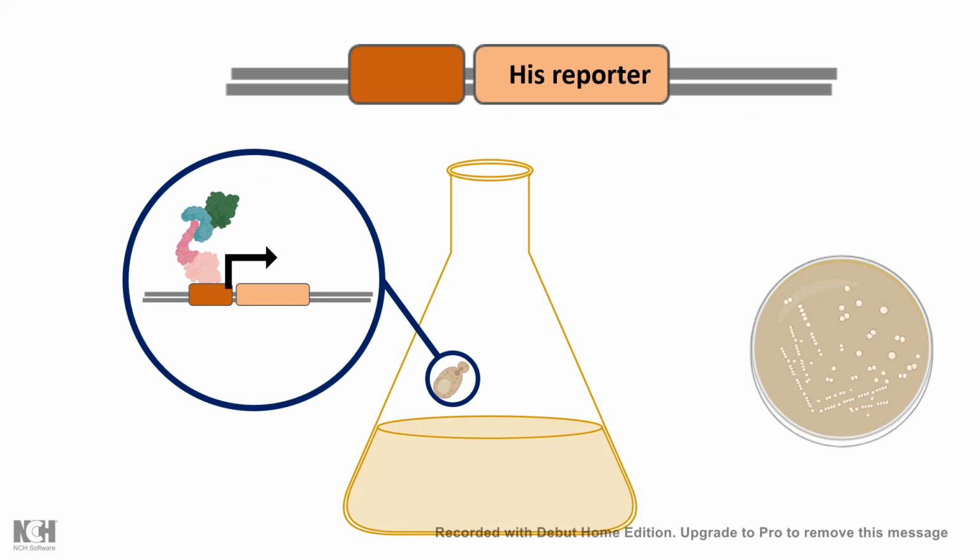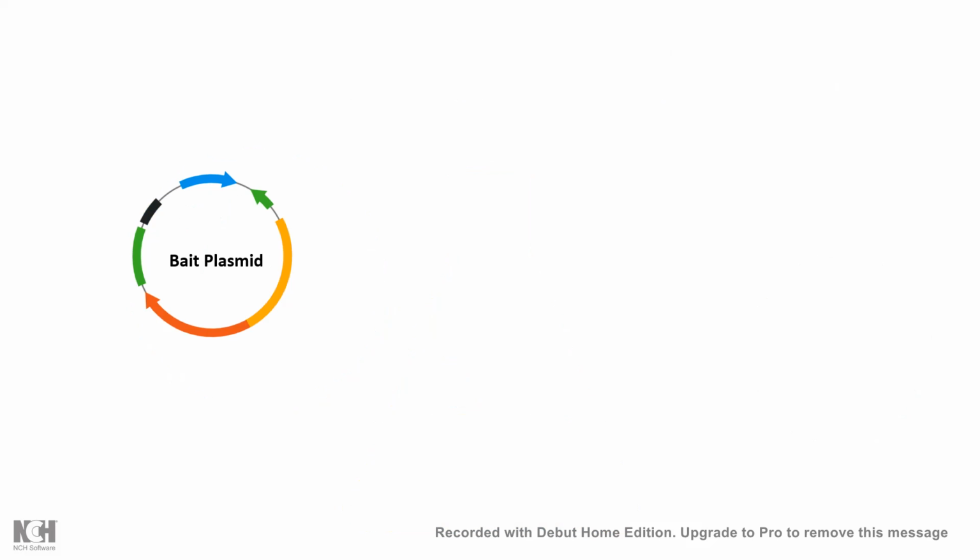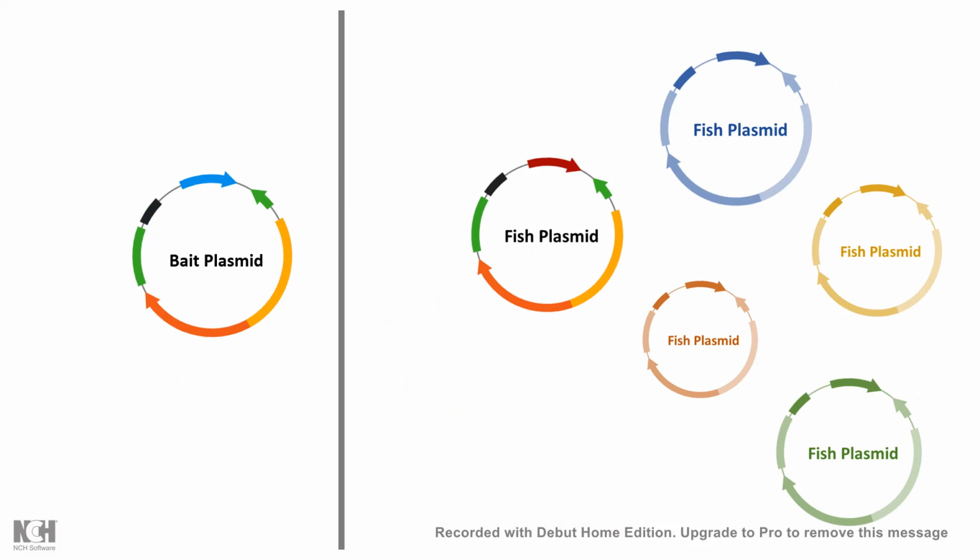Now you have a His reporter. Normally, these yeast are unable to grow without histidine. So if this bait and fish are interacting with each other, only then the His reporter would be expressed and the yeast would be able to grow in this medium. So then you can have a bait plasmid and multiple different fish plasmids.